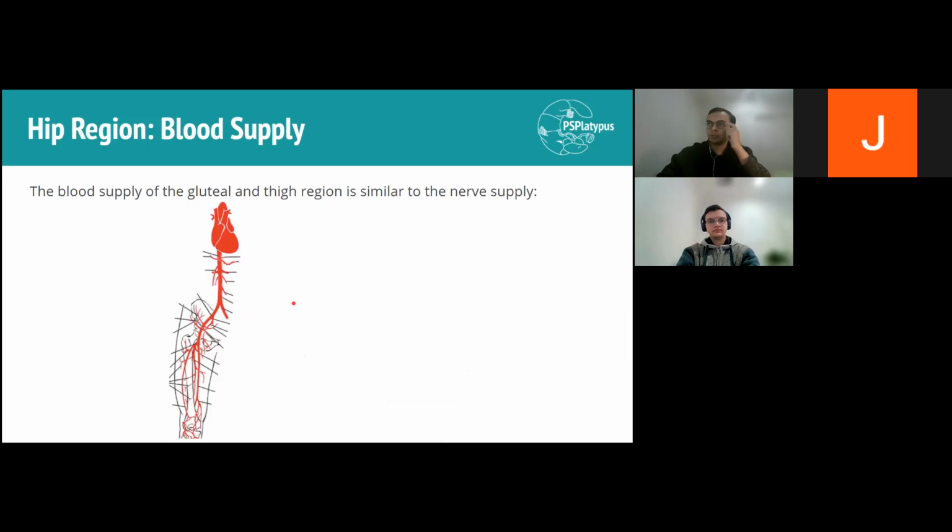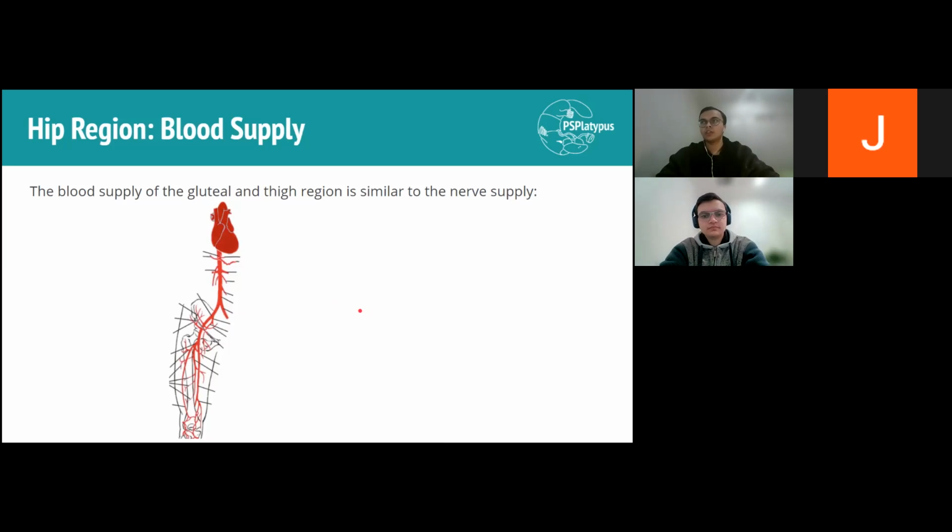Now, the good thing about the blood supply is it's very similar to the nerve supply in terms of the naming, because again, we name everything based off the nearby structures. So the femoral nerve is named because it's close to the femoral bone, right? The femur bone. So in a very similar way, the blood supply is also very well and aptly named.